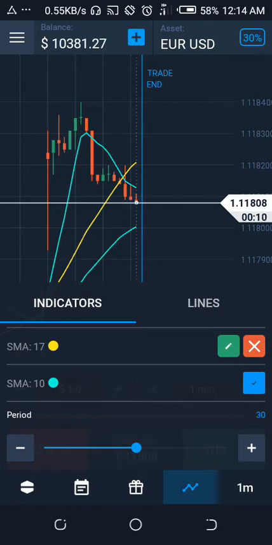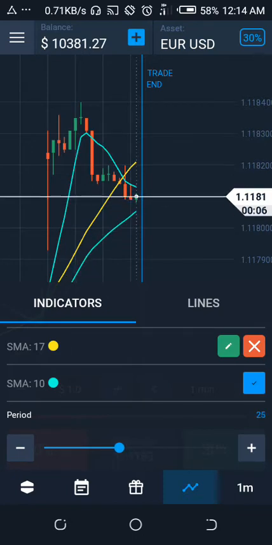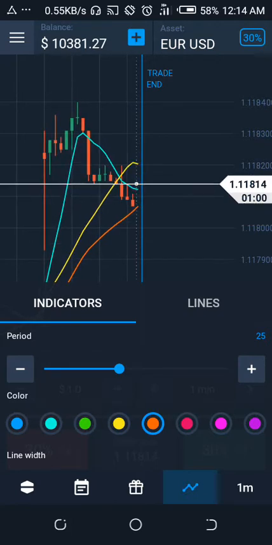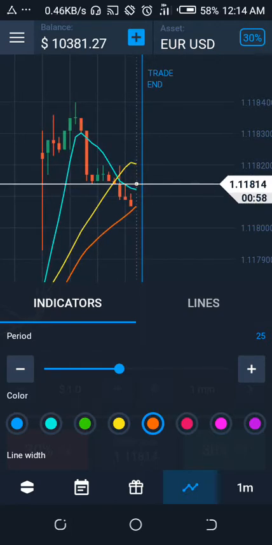25. As you can see, then you put color red. Now our SMA has been set to 7, 17 and 25 respectively. Now don't forget I said SMA and parabolic SAR strategy.